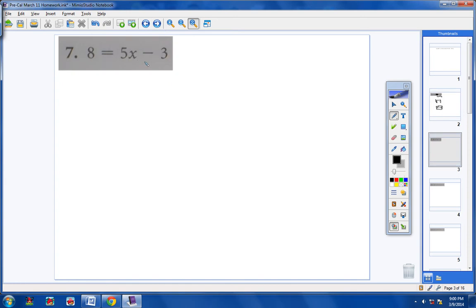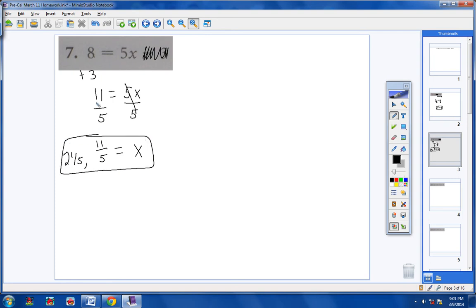Number 7. We want to get x by itself, so we're going to take this negative 3, cross it off, and bring it over to the other side, and it becomes a positive 3. So now I'm left with 8 plus 3 is 11, bring down your 5x, and now we're going to divide both sides by 5. On the right side, when you divide by 5, you're left with x only, and 11 divided by 5 is simply 11/5, or if you would like to put 2 and 1/5, that would be acceptable also. So there's the answer to number 7, 2 and 1/5 or 11/5.